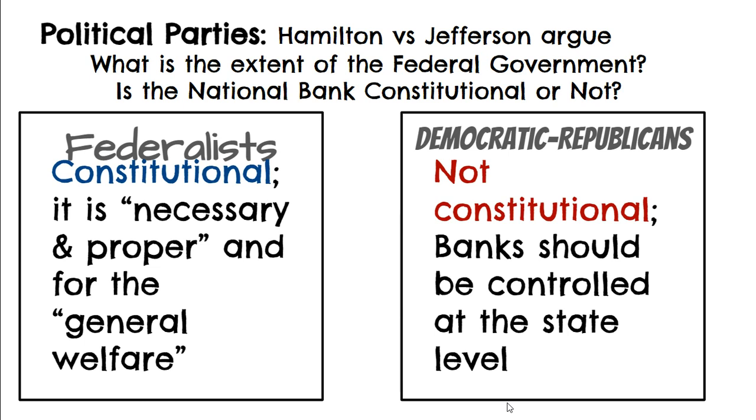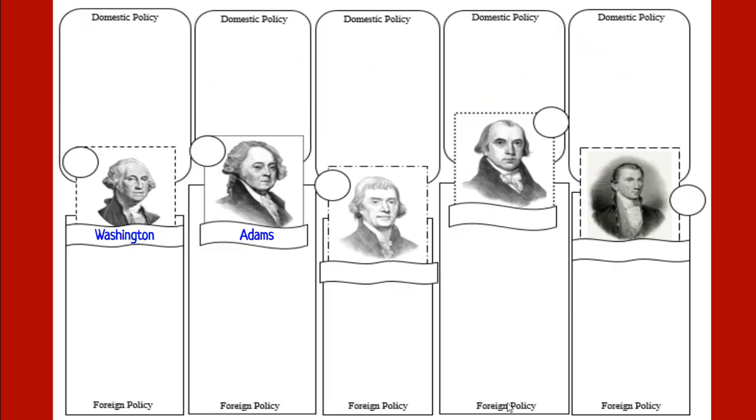So overall, we have this division of these 2 groups kind of on their definition of what the Constitution means and also where they favor the power to be. On the Federalist side, it would be at the federal level, and on the Democratic Republican side, it would be more on the state level. So let's move on with our presidents. We're on to Adams now.